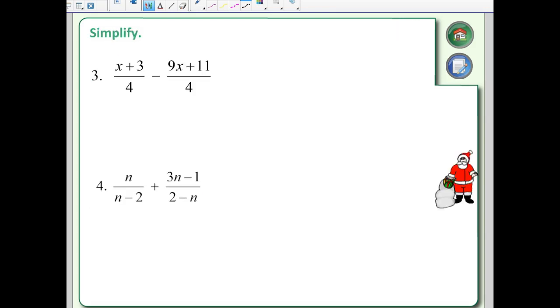Okay, let's look at number 3. Once again, do I have a common denominator? Sure do. Now realize we're subtracting, so it's really important to realize what operation we're doing. Really look and pay attention. So that means I've got to add the opposite. So I'm going to go ahead and rewrite this. This is going to be x plus 3 and then minus 9x minus 11 all over 4. Again, because I'm subtracting, I have to add the opposite.